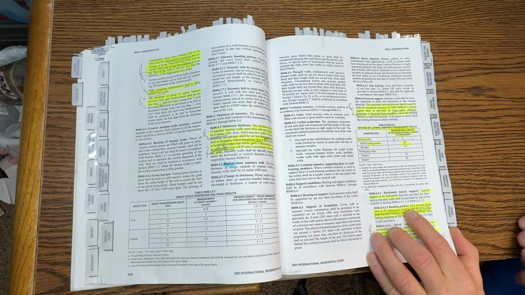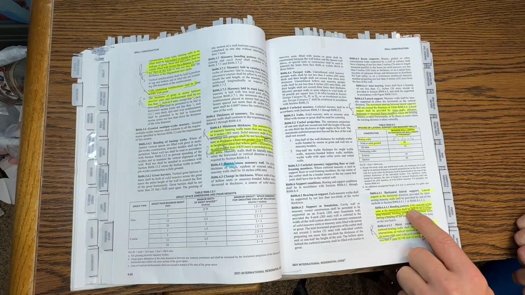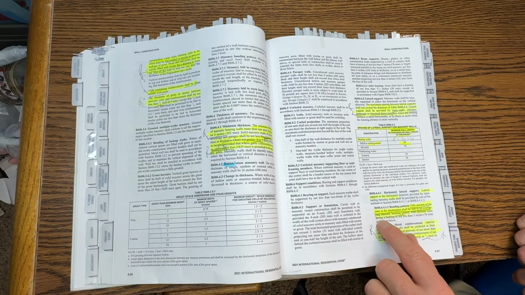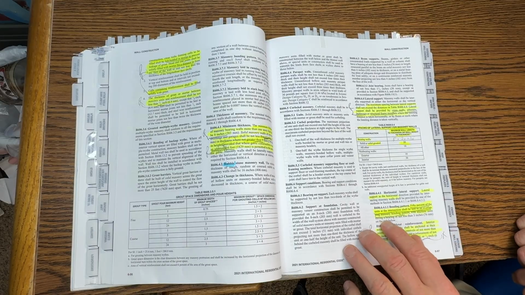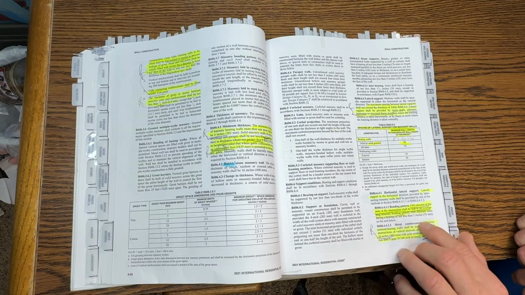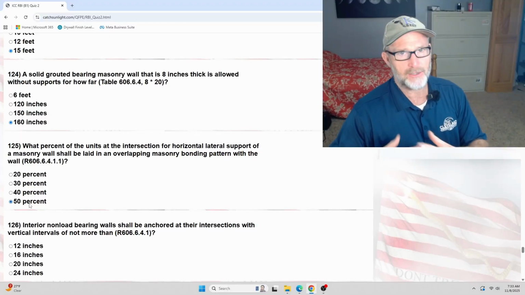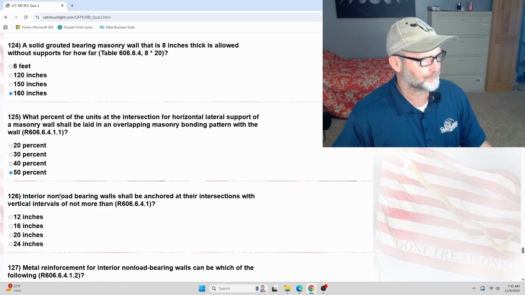606.6.4.1.1 bonding pattern. 50% of the units at the intersection shall be laid in an overlapping pattern, having a bearing of not less than 3 inches. Overlapping masonry bonding pattern with an alternate unit having a bearing of not less than 3 inches. Okay, so there you go. It's 50% is what it is. You have to have that cross weave for your lateral support.